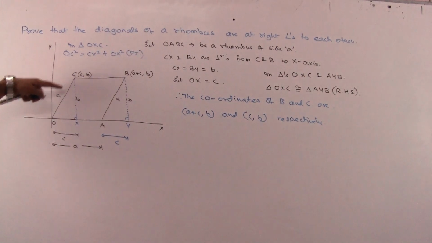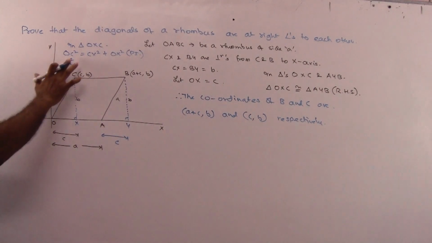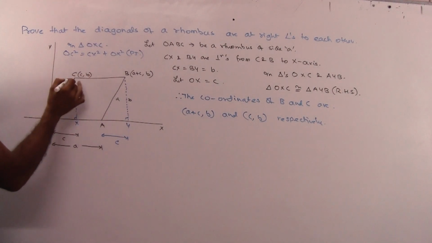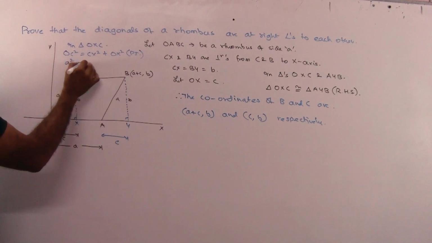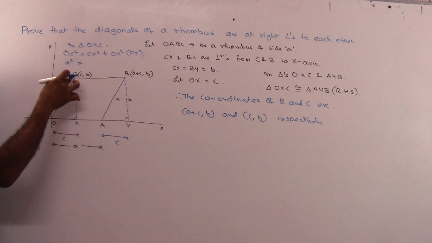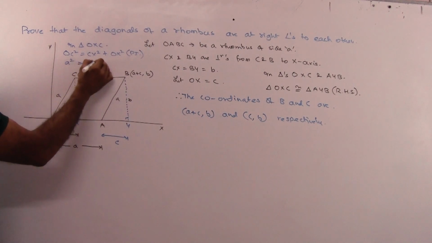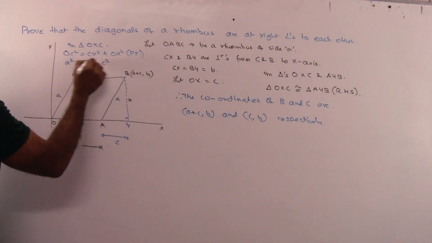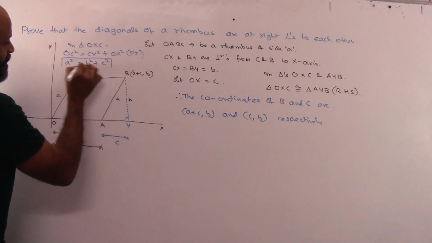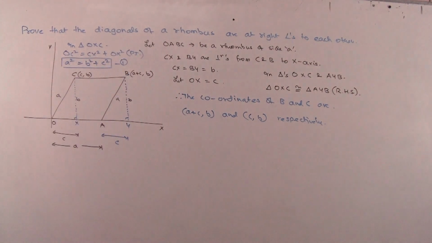So what is OC square? OC square is nothing but A square, right? A square is equal to, what is this? This is obviously CX square. CX square will be B square plus OX square, and OX square is C square. So let this be equation number 1. This is the relationship between A, B and C.